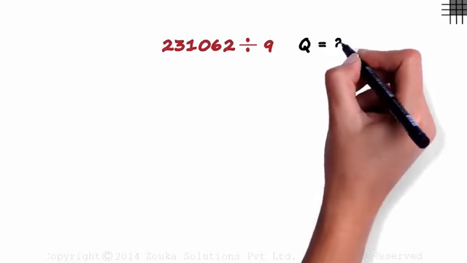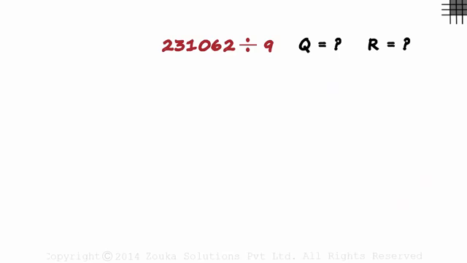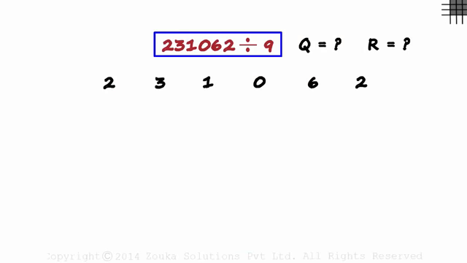231,062 divided by 9. Find the quotient and the remainder. Pause the video, take your time, and try finding the quotient and the remainder. The first step was simple. We just have to write the dividend as is with a slight gap between each digit. Then we write the first digit down as is, after which we find the series of sums.